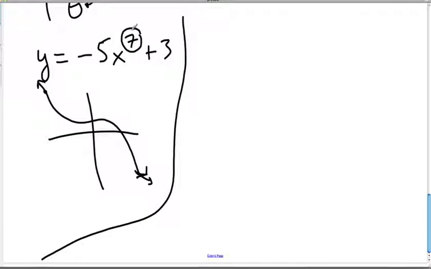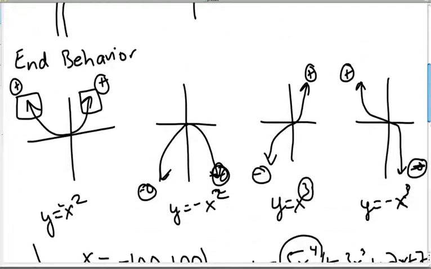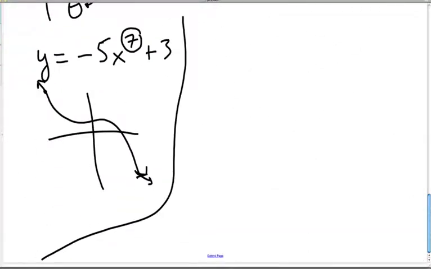Let's try to graph this equation on our calculator and see if we get anything close to what I got. If we completely go into the home screen, press y equals, and clear off that y1 equation that we had, which was negative x cubed. And let's graph this one: negative 5 times x, so just put negative 5x raised to the 7th, plus 3. And let's see what happens.